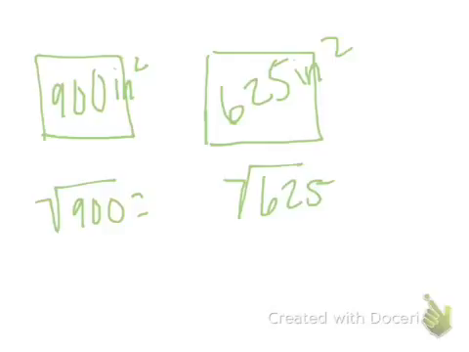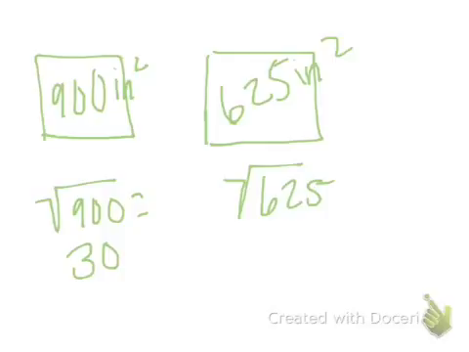So again, I'm not dividing by 4. I am not dividing by 2. I have to figure out what number times itself will give me 900. When I think of that, I know that it is 30. Now I'm going to go to my next one.